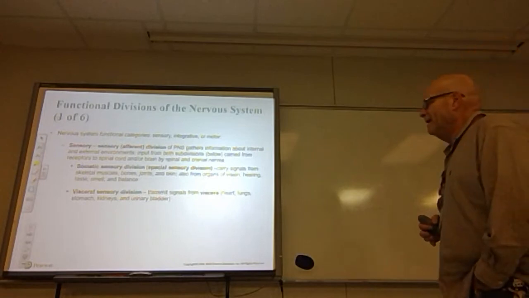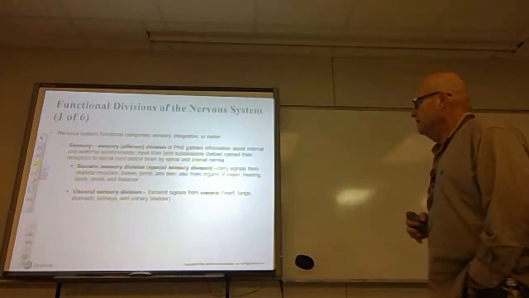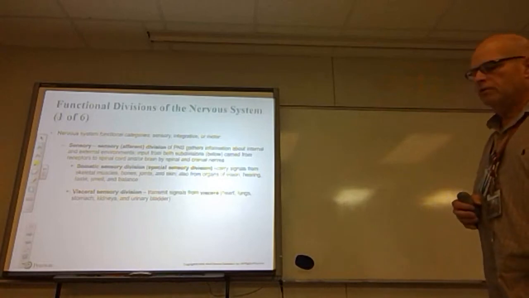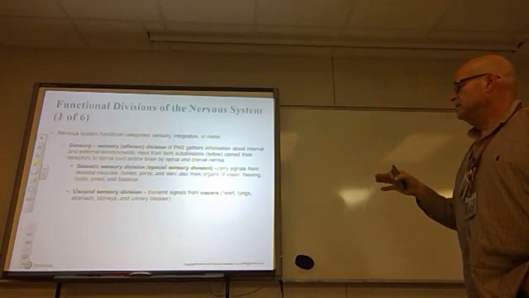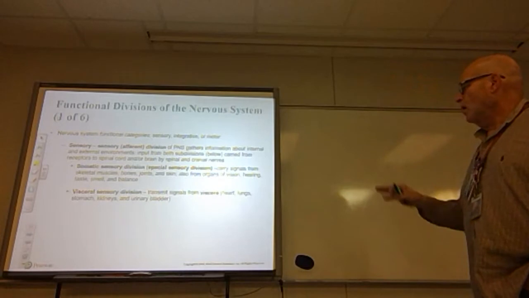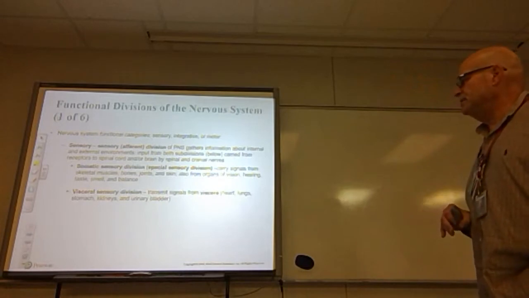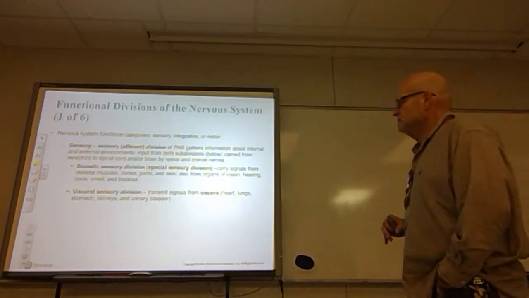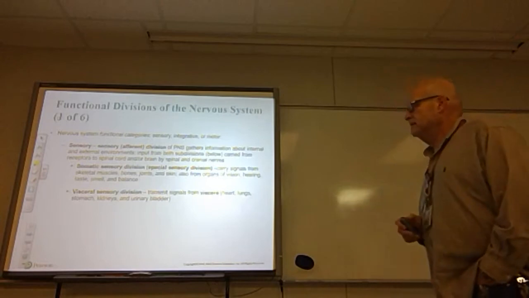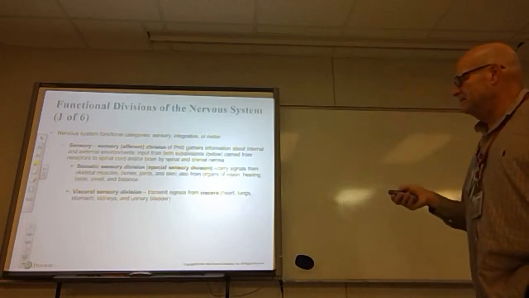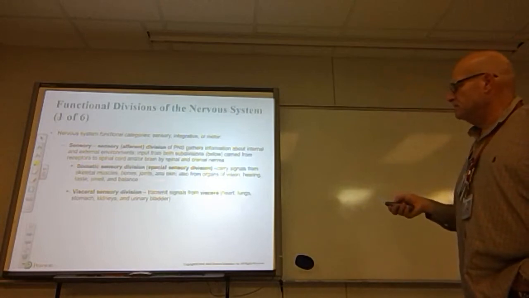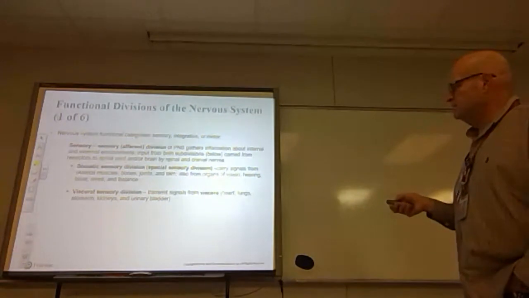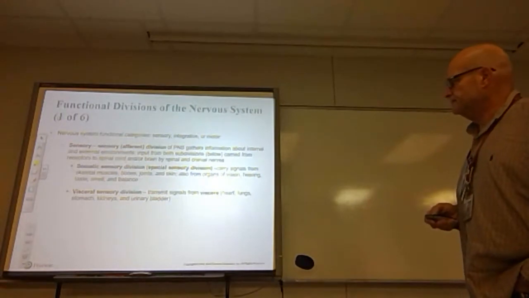You have the somatic sensory system, which carries signals from the skeletal muscles, the bones, the joints, and the skin, also from the organs of vision, hearing, taste, smell, and balance. So the somatic system is our skeletal muscles, and then the organs of vision, hearing, taste, smell, and balance.